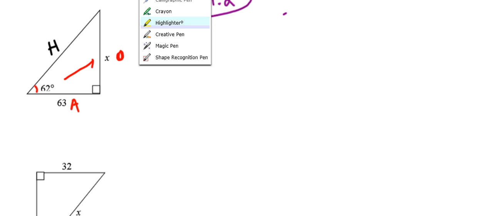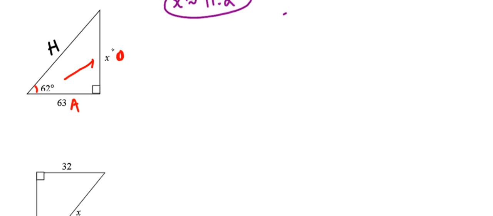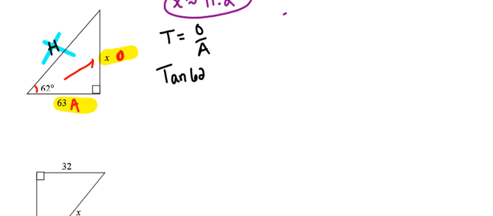In looking for my trig ratios, I need to find the trig ratio that deals with opposite and adjacent. This question doesn't have anything to do with the hypotenuse. So the trig ratio that deals with opposite and adjacent, TOA, is tangent. Tangent is the ratio between the opposite and the adjacent. So the tangent of 62 degrees is equal to the opposite side, x, over the adjacent side, 63.